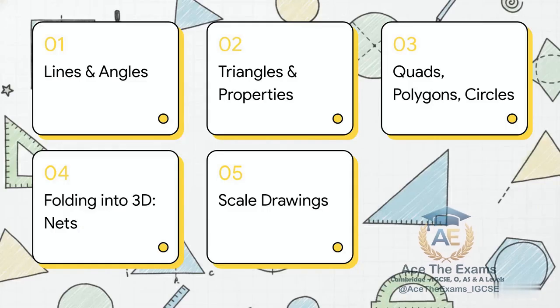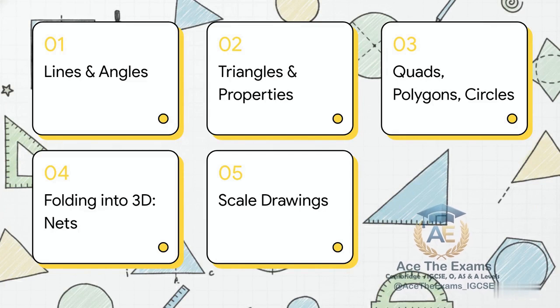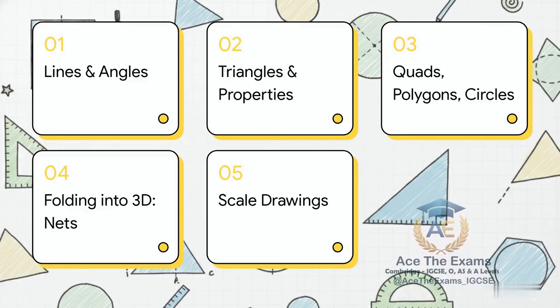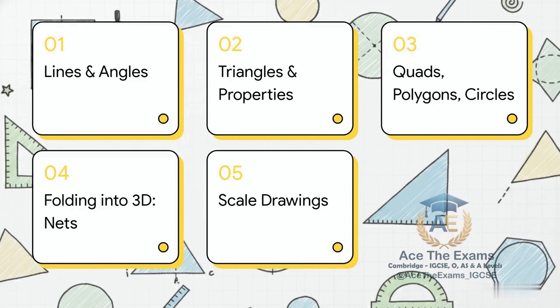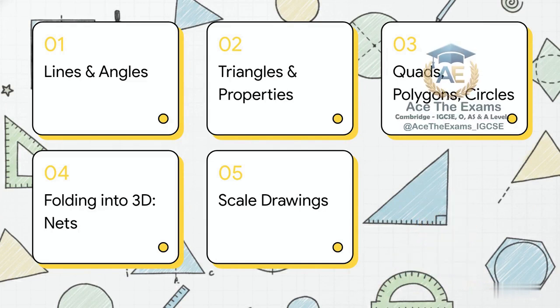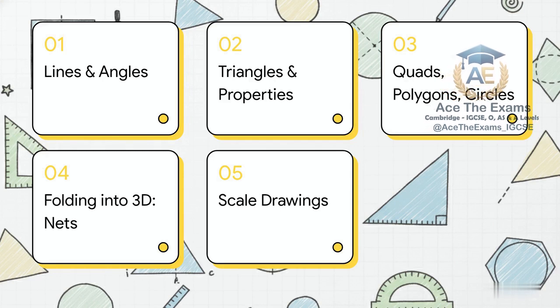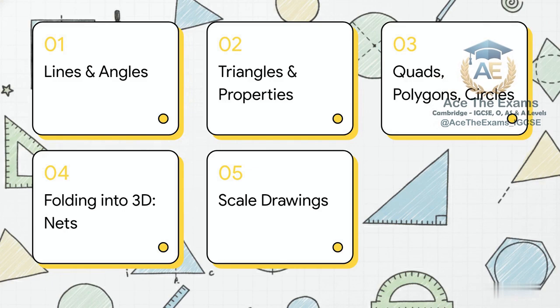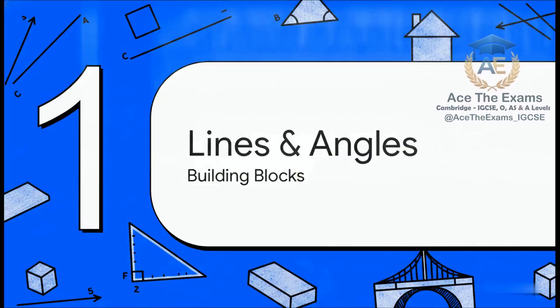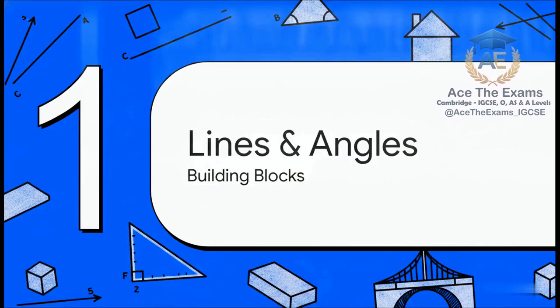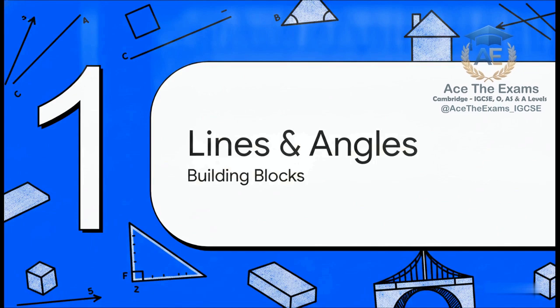Here is our tactical playbook for today. We'll start with building blocks, lines, and angles. Next, triangles, types, and properties. Then we'll tackle quadrilaterals, polygons, and circles. We'll follow that by folding into 3D with nets. And finally, we'll finish strong with construction and scale drawings. Okay, Section 1, building blocks, lines, and angles. Let's get right into the foundation.